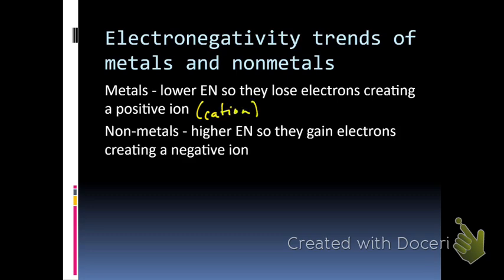And then nonmetals have a higher electronegativity. Nonmetals are to the right of the staircase, so they gain electrons, creating a negative ion. Negative ion is an anion.